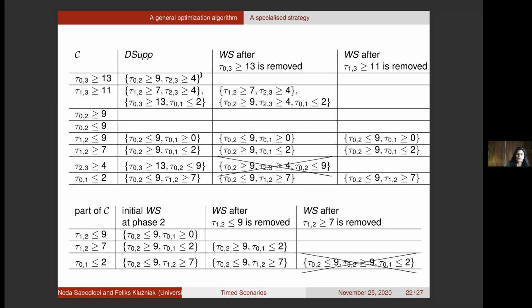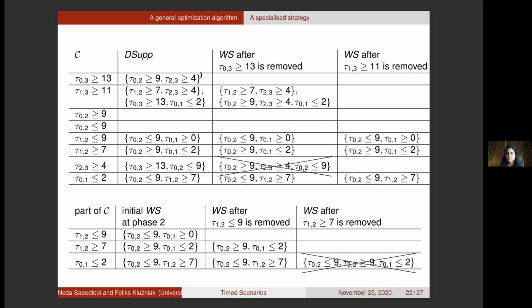After developing all the supports for constraints, we go ahead and remove them in the order that I just mentioned, as long as the scenarios have support. However, after each removal of a constraint, we must update all the supports in which this particular removed constraint appears. What do I mean by that?